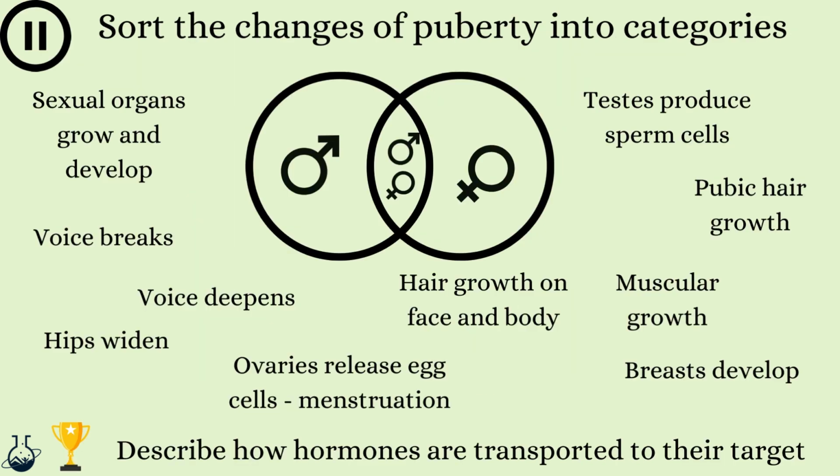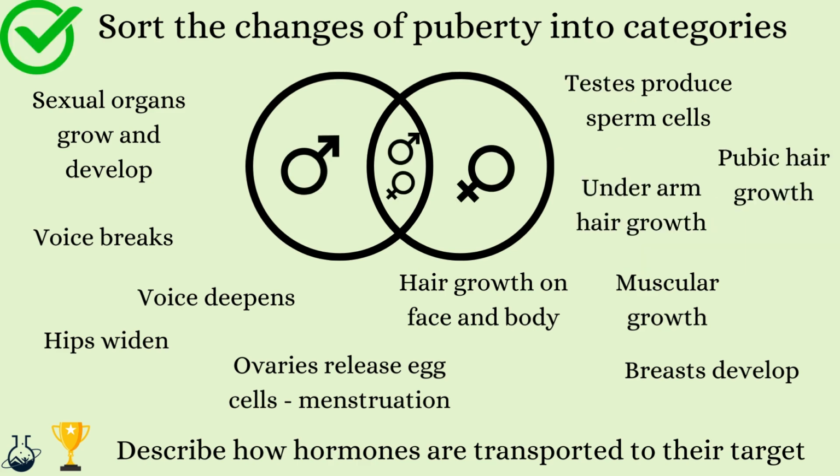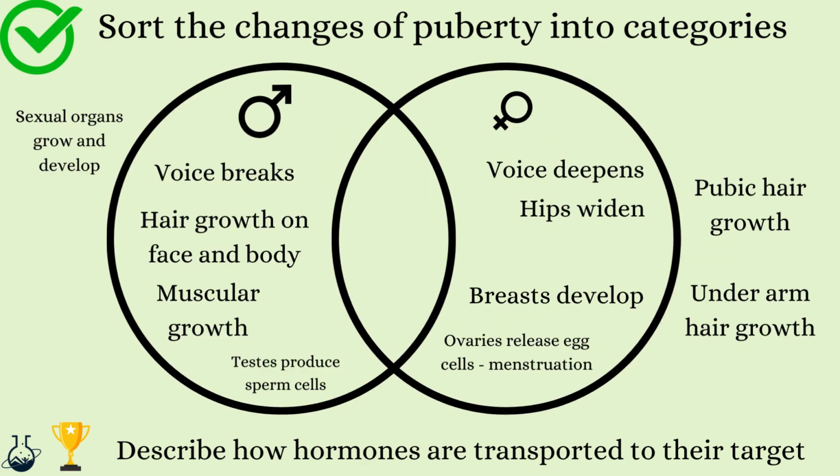Pause the video here and sort the changes of puberty into categories of those born male and those born female. As any Venn diagram, the section in the middle is for statements that can apply to both. And if you finish, try the challenge. Let's go through some answers. So let's start with the individual categories.